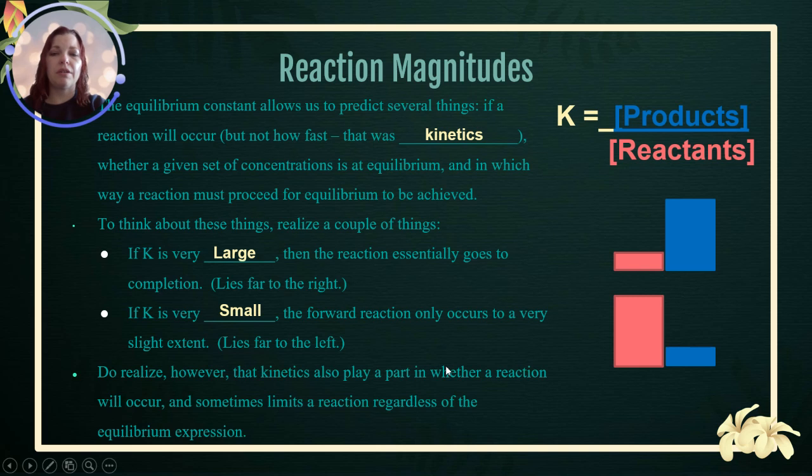So do realize, however, that kinetics also play a part in whether a reaction will occur, and sometimes limits a reaction regardless of the equilibrium expression. So there are situations in which something has a favorable K expression to proceed towards products, but the likelihood of the two species interacting with each other is super low. And so then it might be favorable in terms of equilibrium position, but it's not favorable in terms of kinetics. And by the way, that's when a catalyst might become helpful, okay?